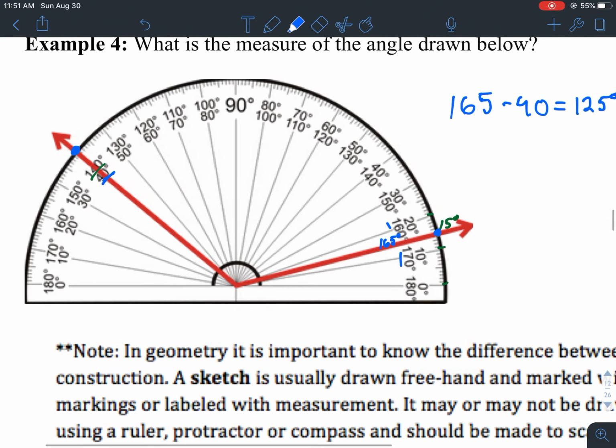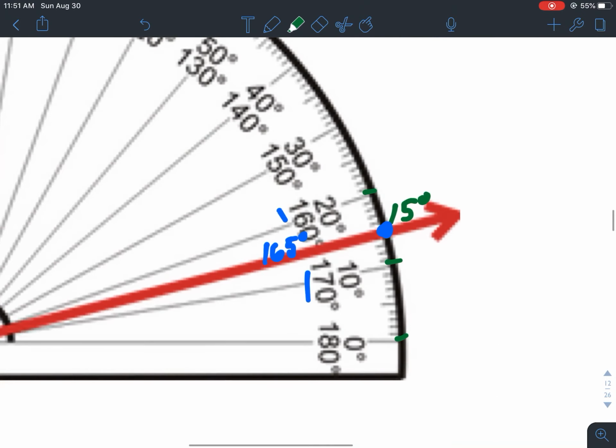So that's one way. If you take a look at the top set of numbers, the green, the 140 over here, that's where the left ray intersects. And if you take a close look, the ray on the right intersects at 15, in between 10 and 20.